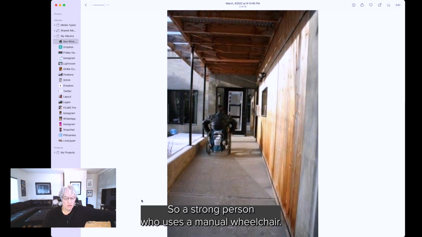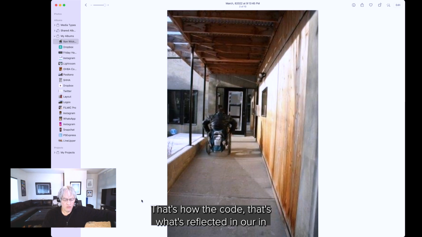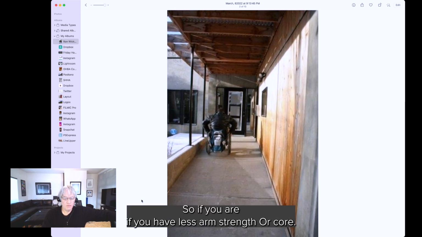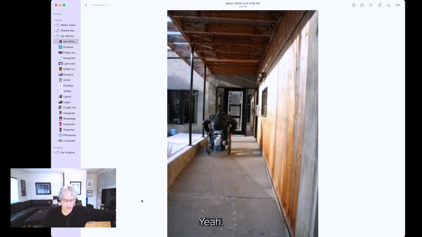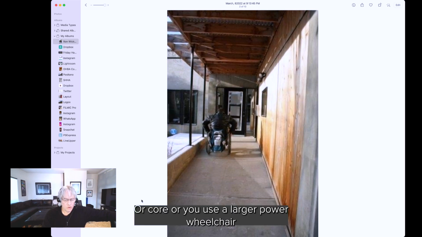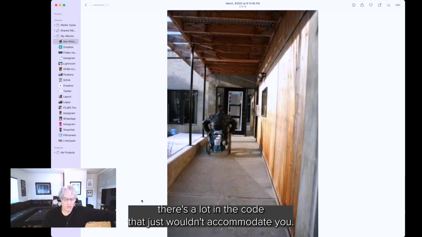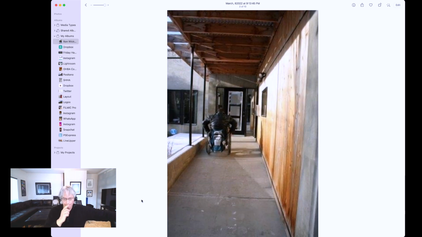A strong person who uses a manual wheelchair. That's what's reflected in our national building code. So if you have less arm strength or core strength, or you use a larger power wheelchair, there's a lot in the code that just wouldn't accommodate you. Okay, so we move to the next one.